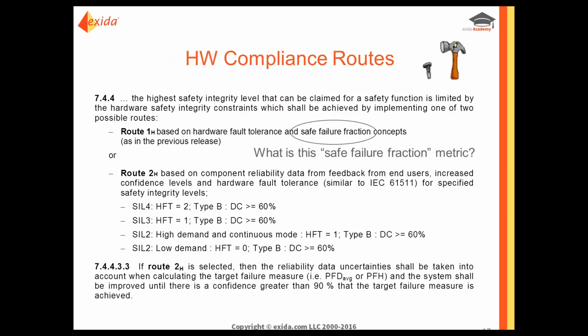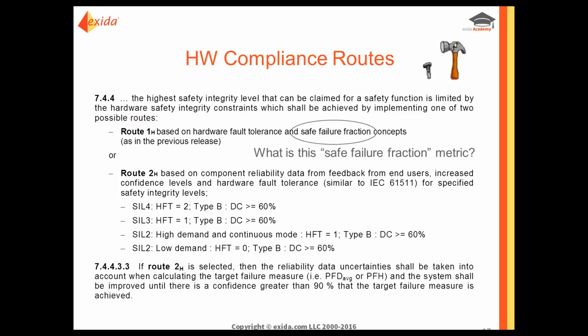So this is pulled directly from the standard, and it talks about hardware compliant routes. It's saying the highest safety integrity level that can be claimed for a safety function is limited by hardware safety integrity constraints, which shall be achieved by implementing one of two routes, either Route 1H or Route 2H, where Route 1H is based on hardware fault tolerance and the safe failure fraction concepts, and we're going to look at the safe failure fraction next, or Route 2H, which is based on component reliability from feedback from end users, increased confidence levels, and hardware fault tolerance. And we're going to look at how Route 2H is similar to Route IEC 61511 for specified safety integrity levels. And we'll go through what those mean.